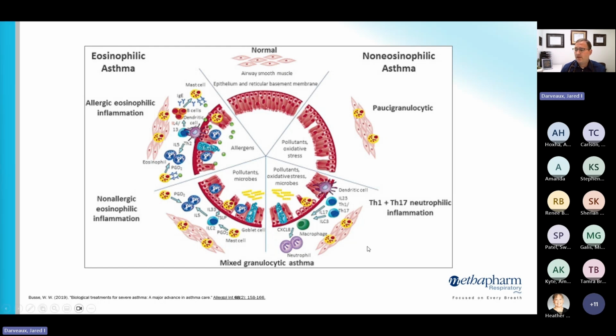On the right hand side here, we have neutrophilic asthma and paucigranulocytic asthma. These are the T2 low asthma population, and this is predominantly Th1 and Th17 cells that promote neutrophilic inflammation. Paucigranulocytic, there's not really a predominant cell type involved, but they still have an asthma picture. These two groups are notoriously less responsive to the typical therapies that we use for T2 high asthma.